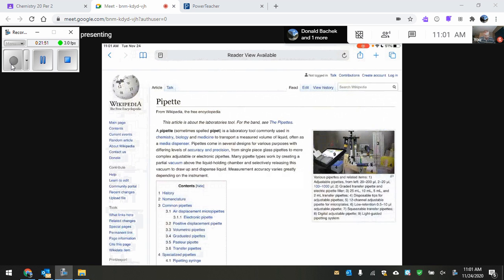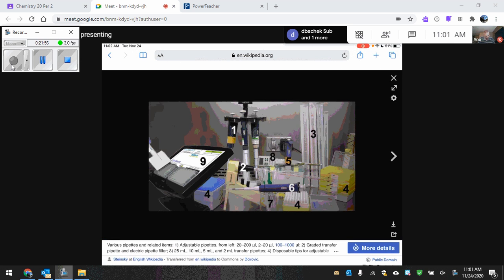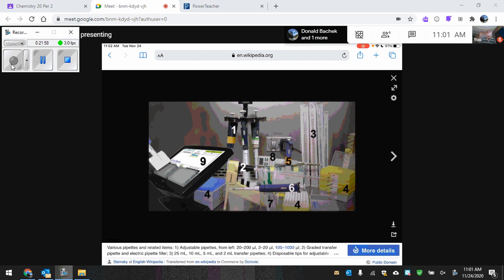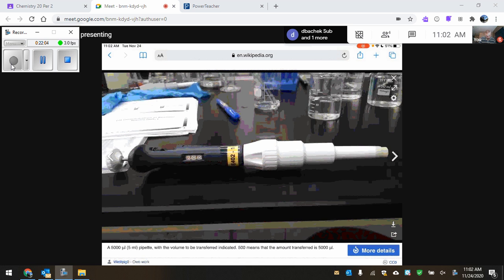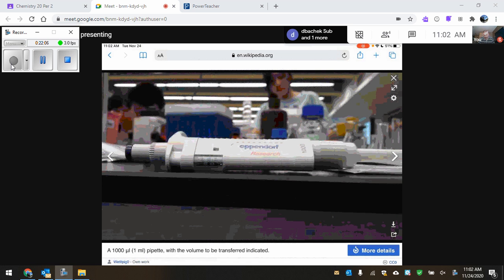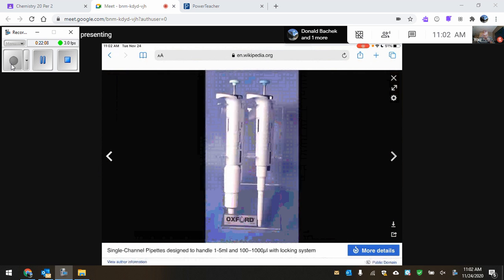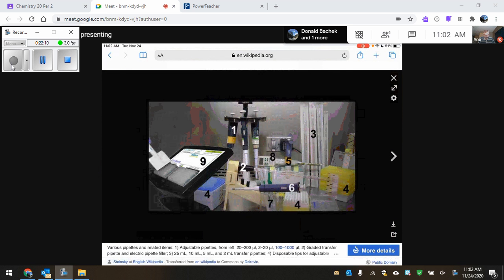Let's see if I can find one here. Well, we'll go with this. Yeah, I see none of those are pipettes. No, still not. Okay, well, they look nothing like that. This is what happens when I'm not prepared.